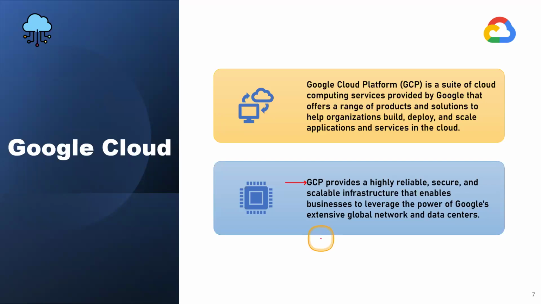And even in India, we have two data centers. In Mumbai, we have one data center for the GCP, and in Delhi also we have one. So two data centers, two regions are there. That is Mumbai and Delhi, in India, I would say.